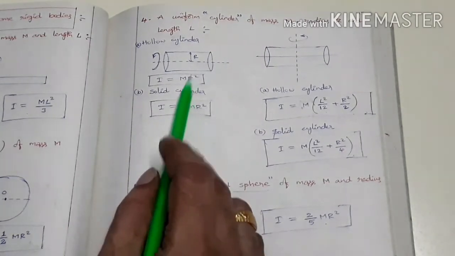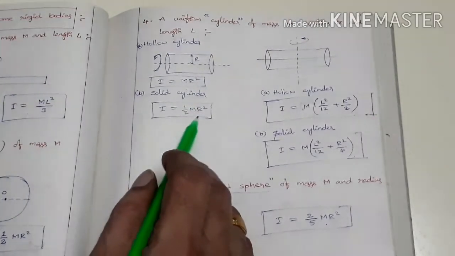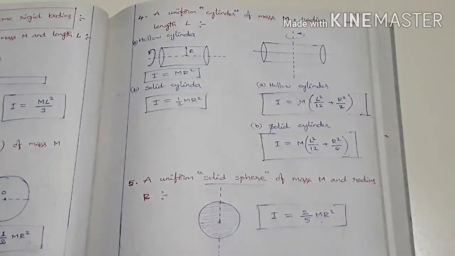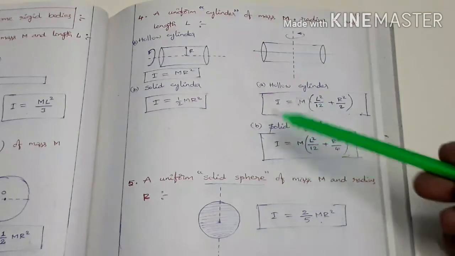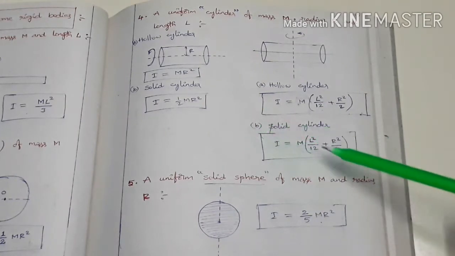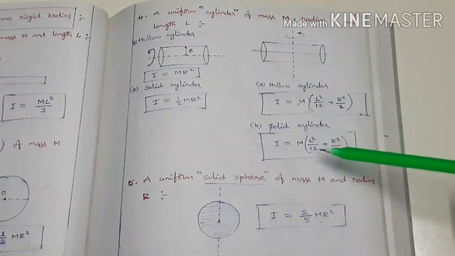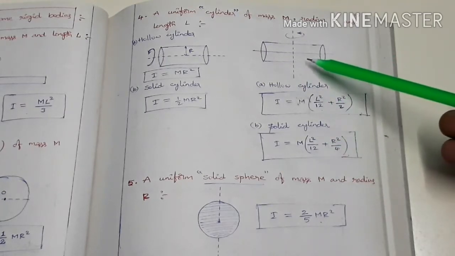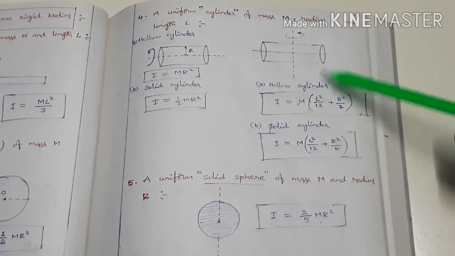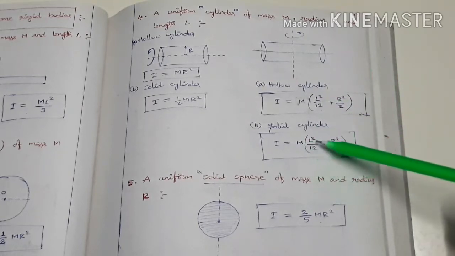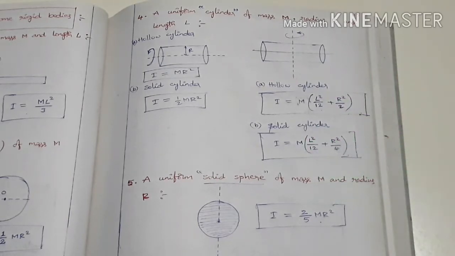So in this case, for the geometrical axis, I equal to what? I equal to half MR square. For a disc also it is half MR square. The same formula we will be getting here. And in this case, for this type of axis, it is cutting the length as well as it is the geometrical axis to the disc. So I equal to M L square by 12 plus R square by 4.